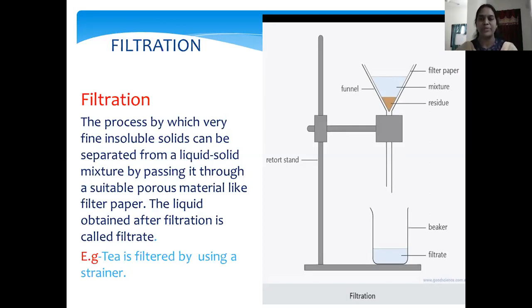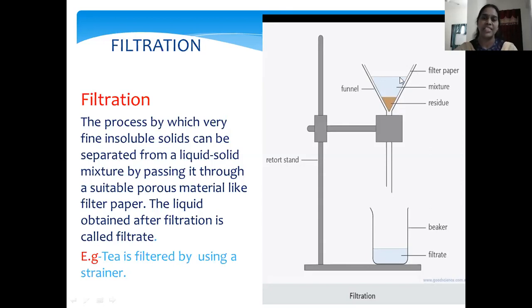Now what we have to do, we will take some liquid which is mixed with the sand. Water is mixed with the sand. That solution we will take, and slowly we will pour that liquid into this filter paper. Once pouring into this filter paper, what happens?